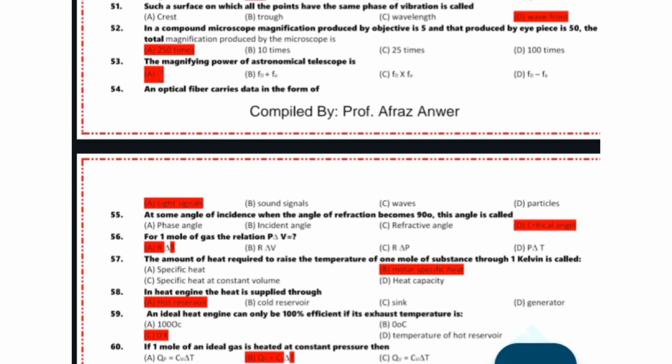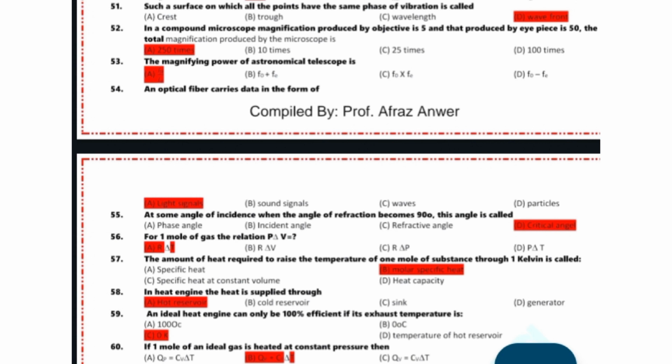The amount of heat required to raise the temperature of 1 mole of a substance through 1 Kelvin is called molar specific heat. In a heat engine, the heat is supplied through a hot reservoir. An ideal heat engine can only be 100% efficient if its exhaust temperature is 0 Kelvin.